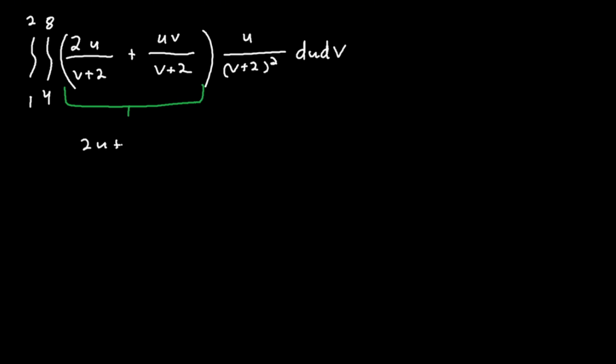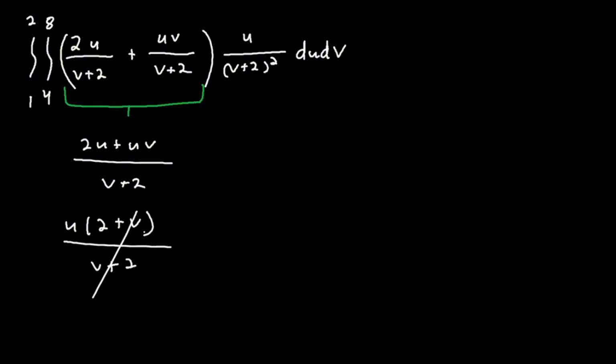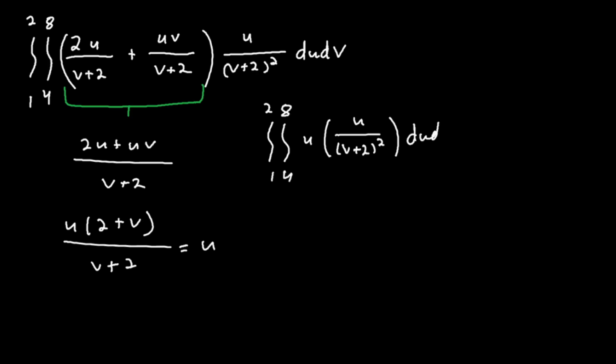Okay, we can add these two fractions together because the denominators are the same. You get v plus 2. We can factor out u to get 2 plus v, and we get v plus 2 down here. These cancel out because they are factors, and then we are left with u. So this entire thing is actually equal to u. So if we rewrite our double integral, you get u times u over (v plus 2) squared du dv. These are differentials that state the order in which we integrate.